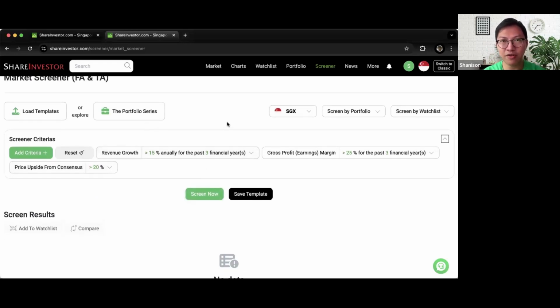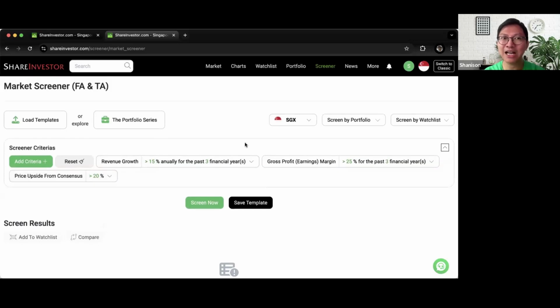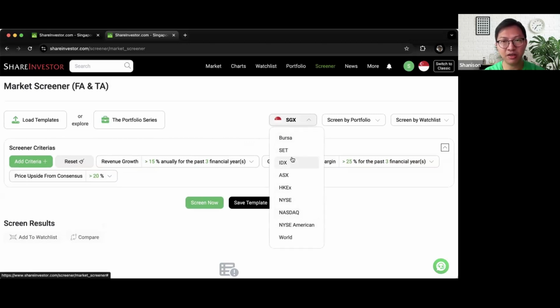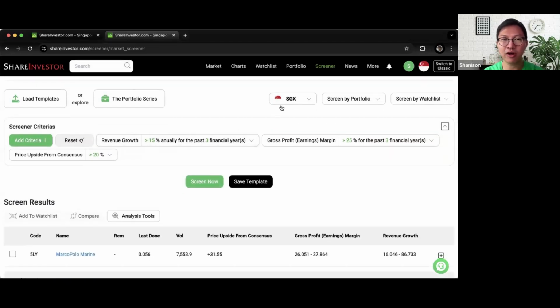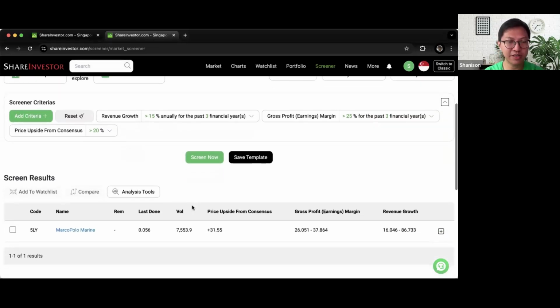But once you screen, there's one thing you need to take note of: what market are you screening? Which is over here. We have quite a few markets covered: Bursa, Malaysia, Thailand, Indonesia, Australia, all the markets over here. The default is set here based on my account's country. If I select Singapore and I screen now, it screens for Singapore results over there. And this one is pretty fast. Based on the criteria, there's only one stock over here.